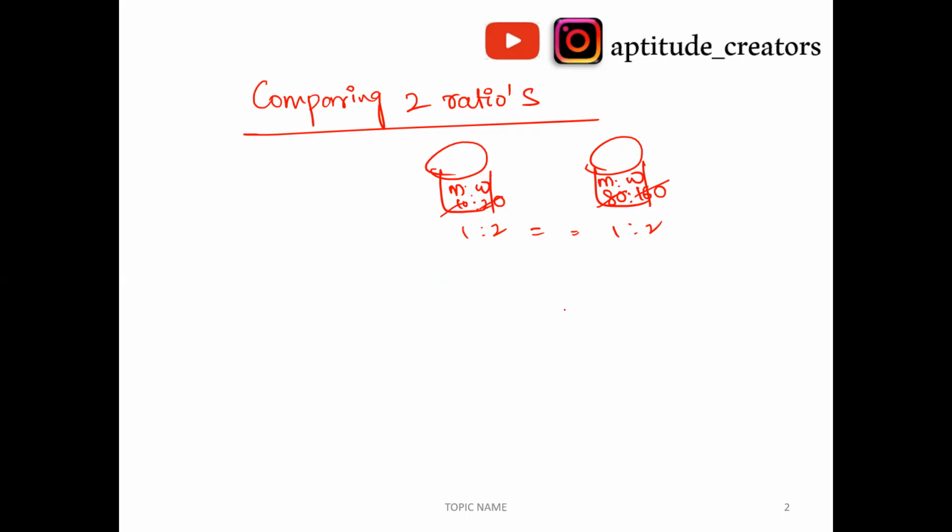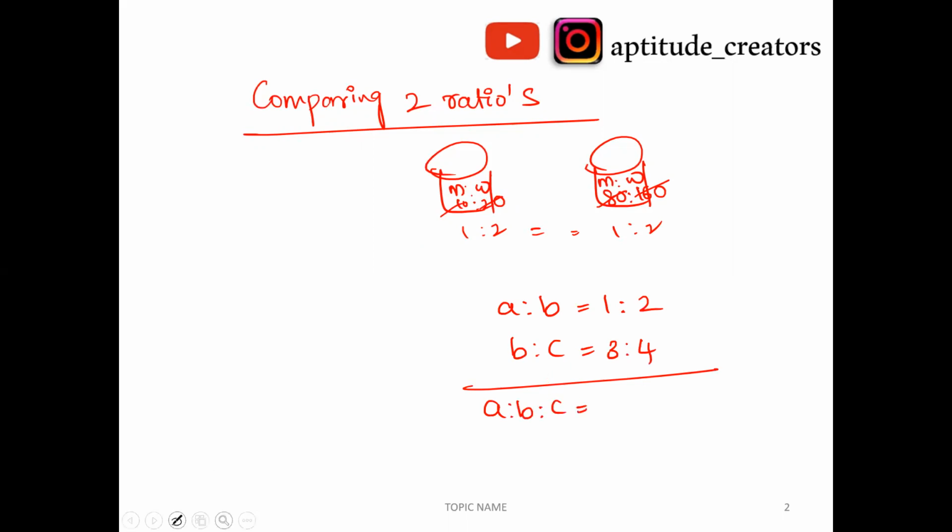For example, A:B is 1:2 and B:C is 3:4. What is the value of A:B:C? How can I calculate? What do I have to do? I have to multiply this row. 1 into 3 gives 3, and 3 into 2 is 6. Here the B value is different: here the B value is 2 and here the B value is 3. Now to get the same B value, I am multiplying.